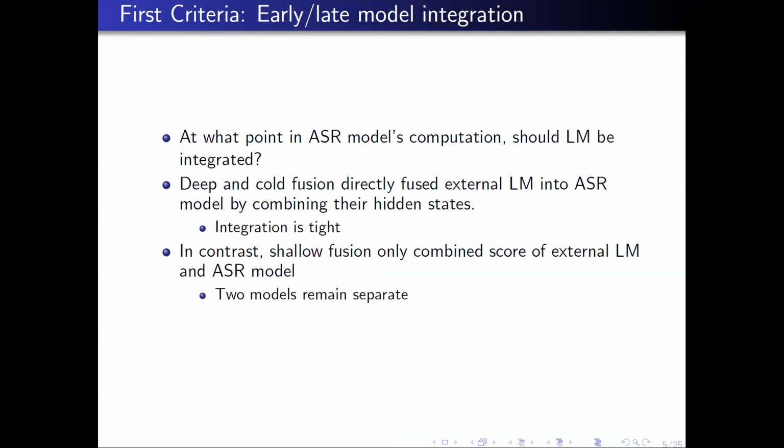The first criterion answers the question, at what point in the ASR model's computation should the language model be integrated? Deep and cold fusion directly fuse the external language model into the ASR model by combining their hidden states. The integration is very tight. In contrast, shallow fusion only combines the scores of the external language model and the ASR model. In other words, the two models remain separate.